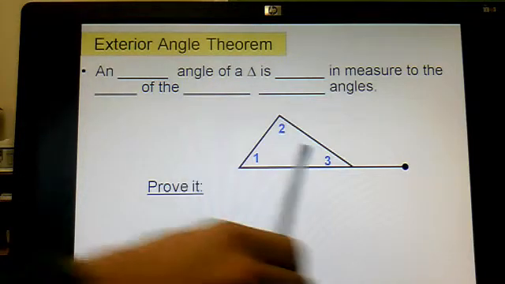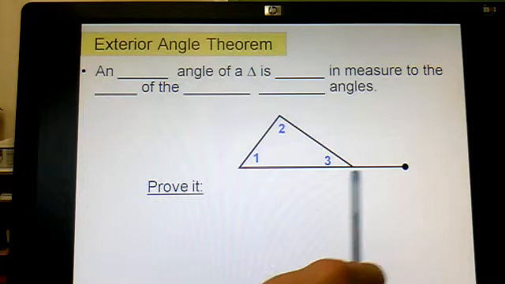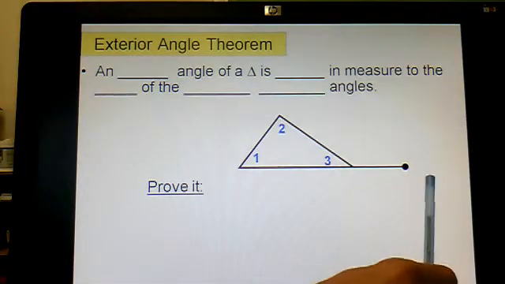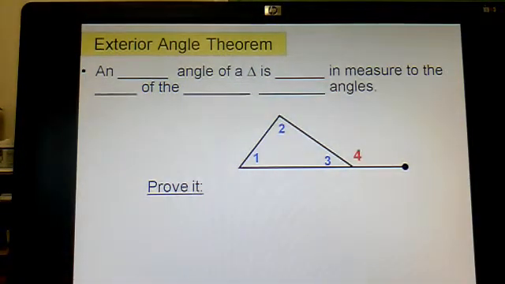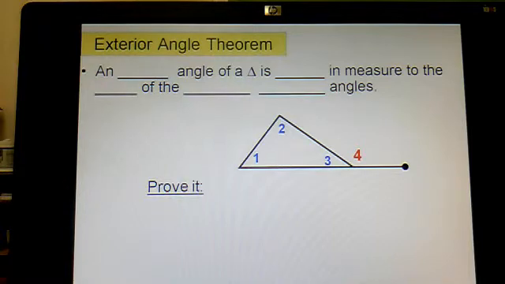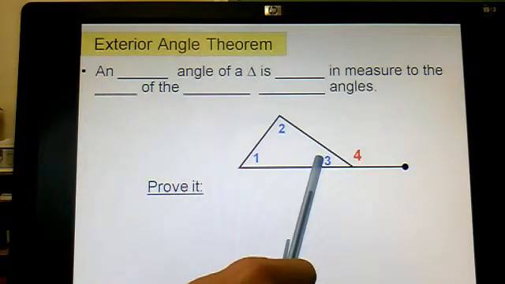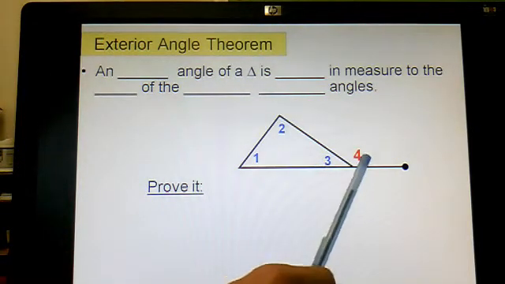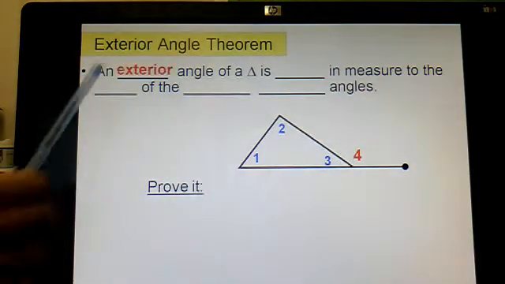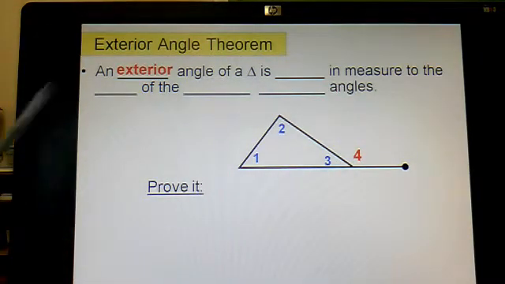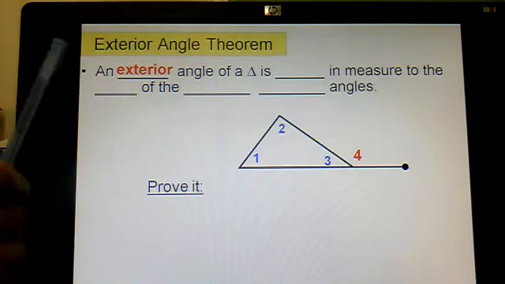And on your paper, you don't have this little extension. You've got to extend a side, just like we did in class yesterday, so that you create an angle that's outside the triangle, or that's adjacent to an interior angle. And of course, we know if it's adjacent to an interior angle, we're going to call it an exterior angle. So let's read through the theorem as we put it all together.